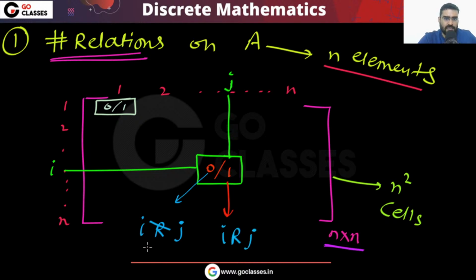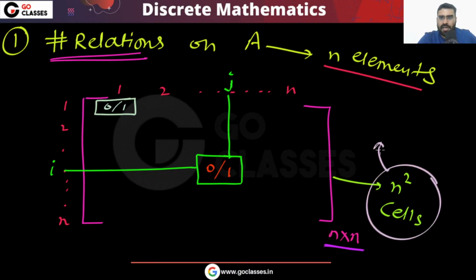So either this will happen or this will happen. Either I will be related to j or I will not be related to j. One of them can happen. So easily you can see that every cell has two choices. There are n square cells, and every cell has two choices.